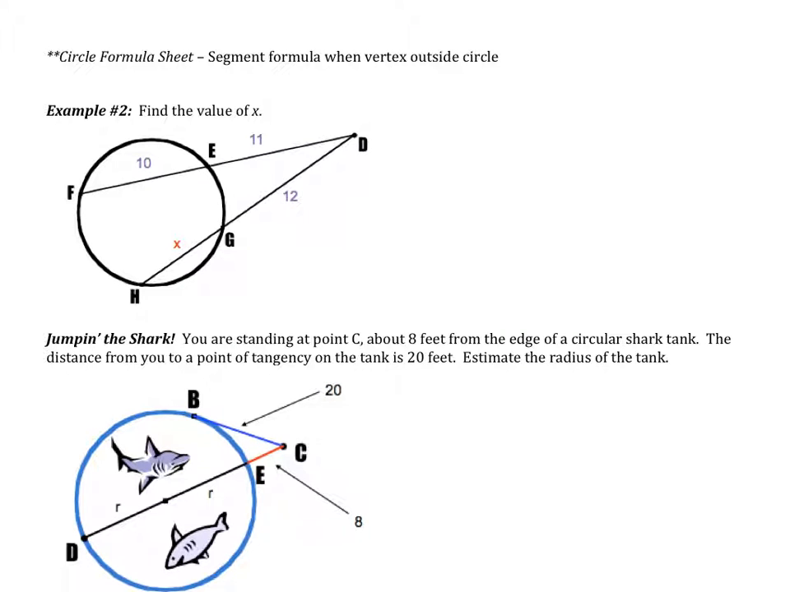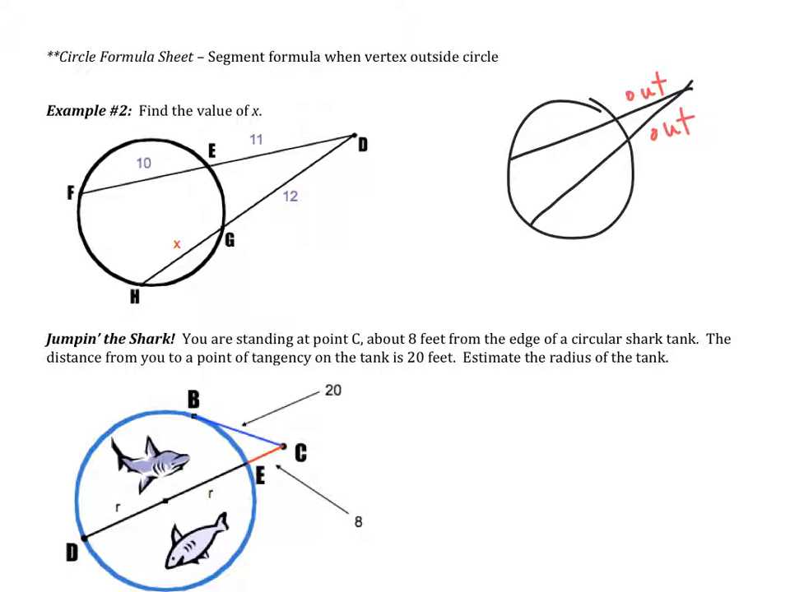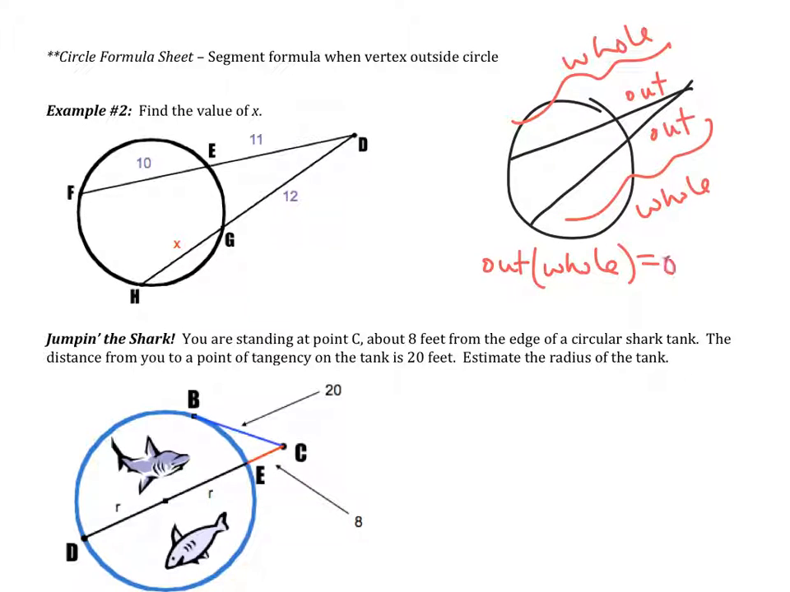All right, so to apply this, the first one that we are going to learn, I'm going to make it look like the picture that you see over here. We have this outside part and we have this outside part. And then we have the whole secant and we have the whole secant. So the way it works, it is the outside part times the whole secant, and then that's equal to the outside part times the whole secant. So very similar to the chord where it's left times right equals left times right. This is the outside times the whole thing, and then the outside times the whole thing.